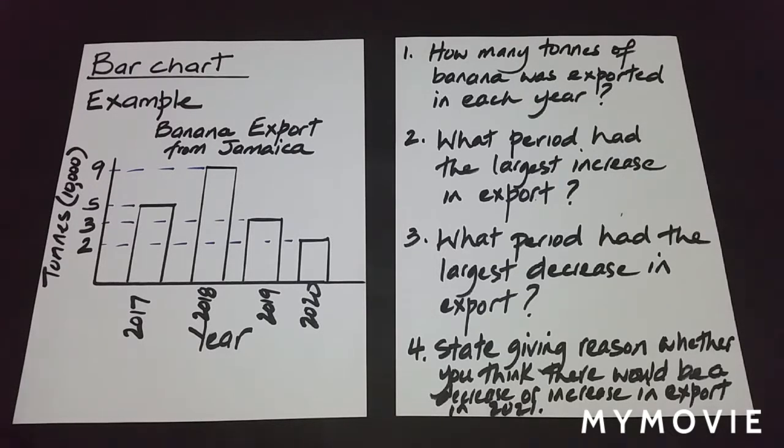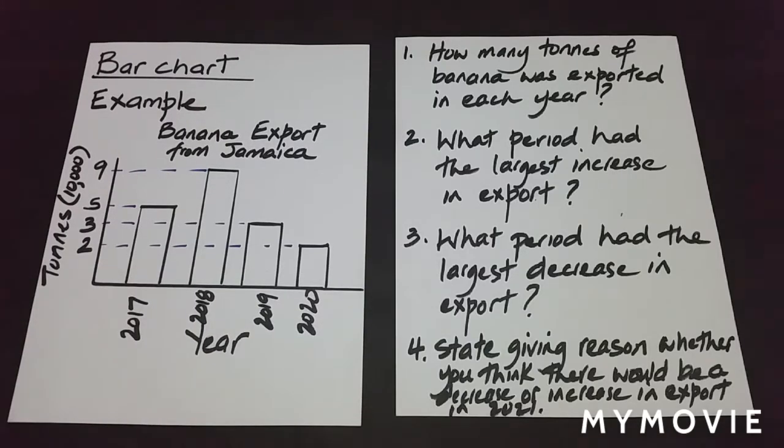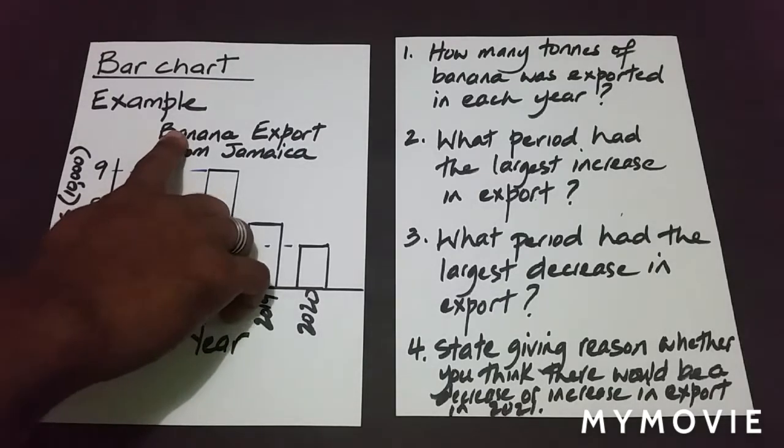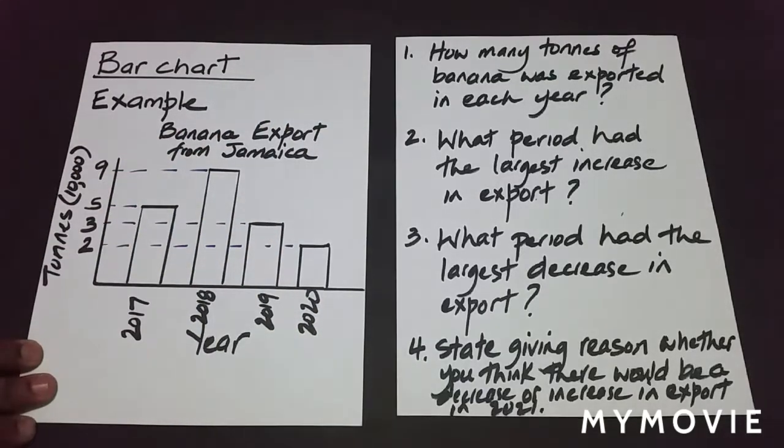All right, guys, welcome back, and we're looking now at the bar chart. We're going to be examining what the bar chart is saying in an attempt to answer these questions over there. Now, the first thing you have to do when you're going to interpret a chart is to first of all know what type of chart you're looking at. You're looking at a typical simple bar chart, and it is banana export from Jamaica.